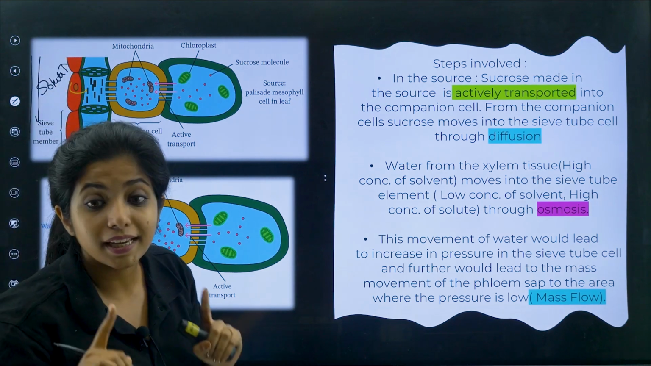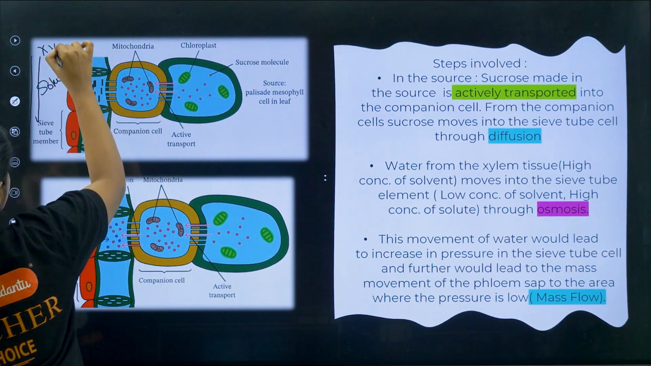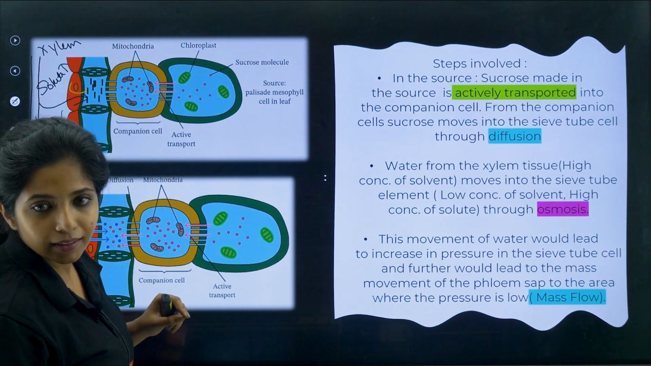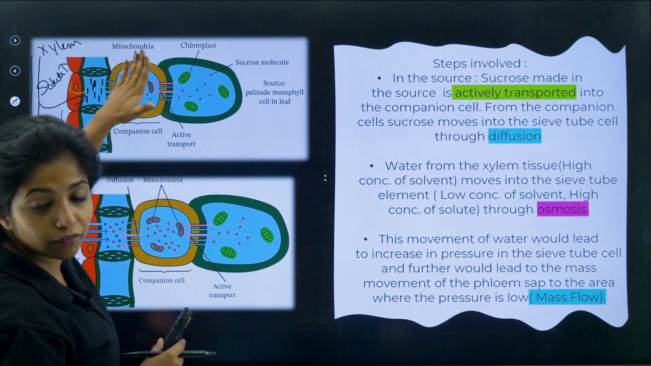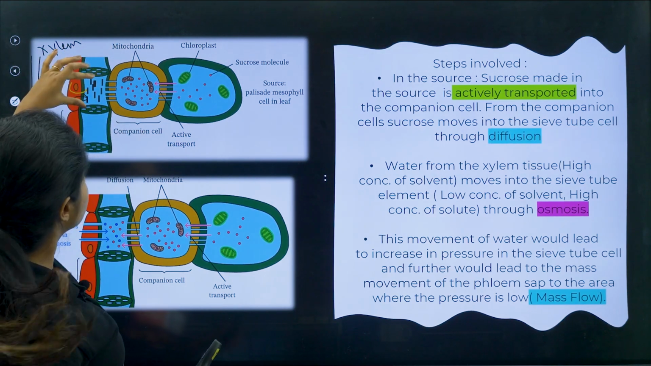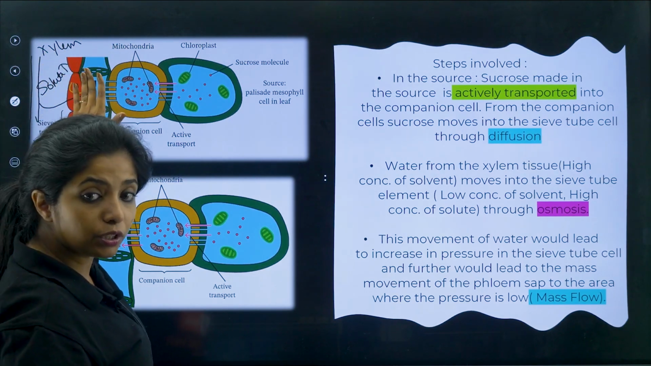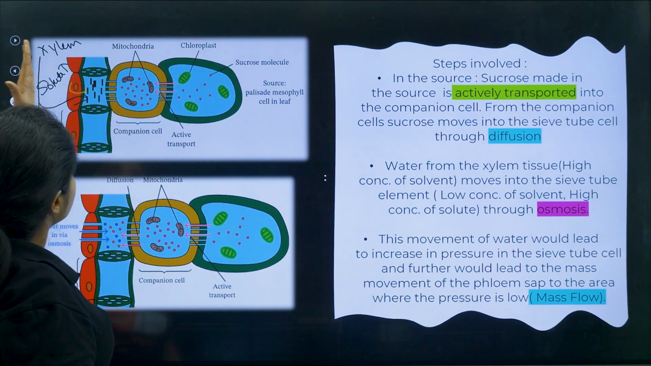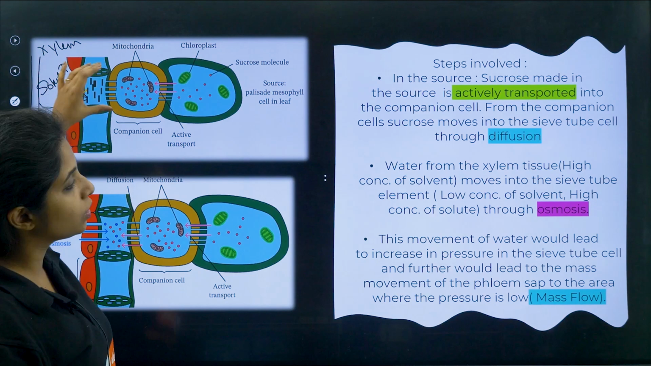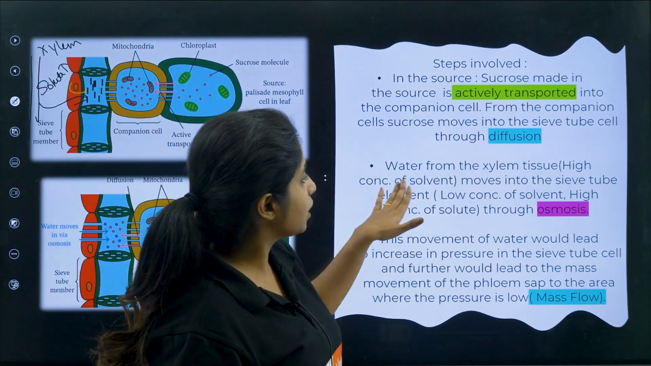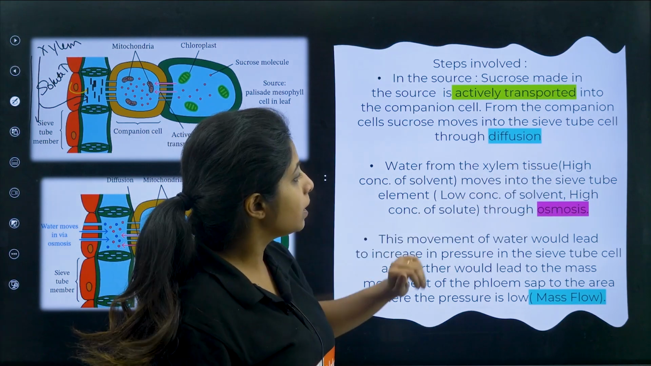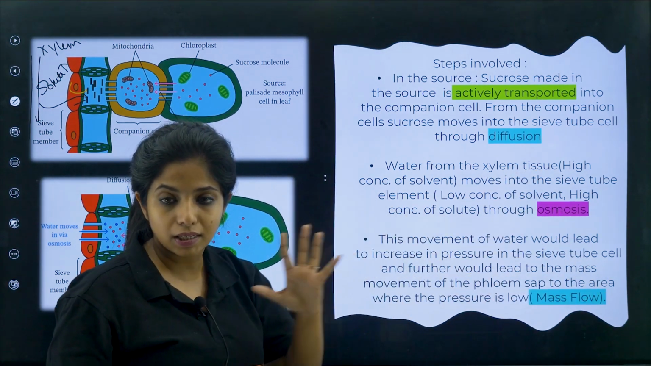But where is the solvent? In the xylem tube. So xylem is running parallel around here and xylem will be giving water to this guy. So from the xylem, water will be moving to the phloem, to the sieve tube element. Why, children? Because here the solute was very much and solvent very less, and solvent comes from high concentration to lower concentration. Now you have everything over here. So water from the xylem tissue, high concentration of solvent, moves into the sieve tube element, low concentration of solvent, through osmosis. Through osmosis, things have come.